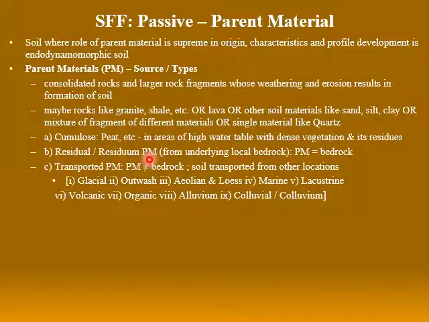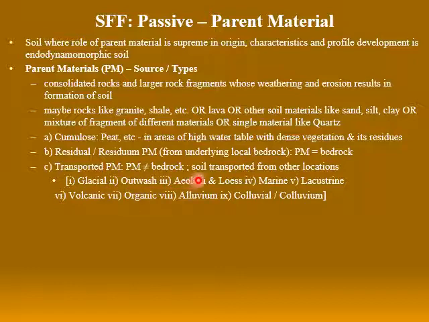parent material. But if the parent material is transported from somewhere else and deposited in that region, and then that is weathered and broken down into fragments, and through weathering and soil pedogenesis leads to soil formation, it is called transported parent material. These can be glacial if the transported materials are from glacial origin or outwash.